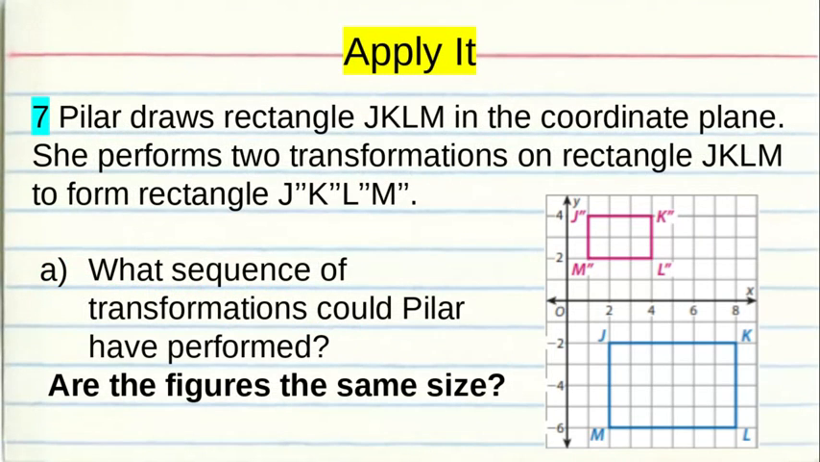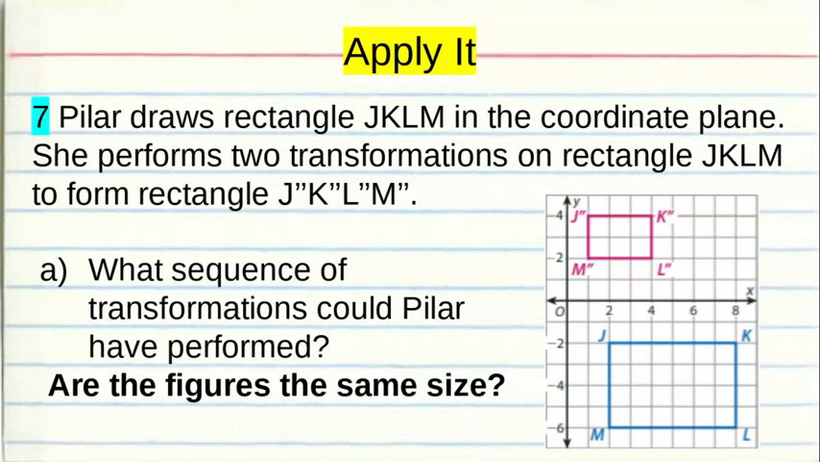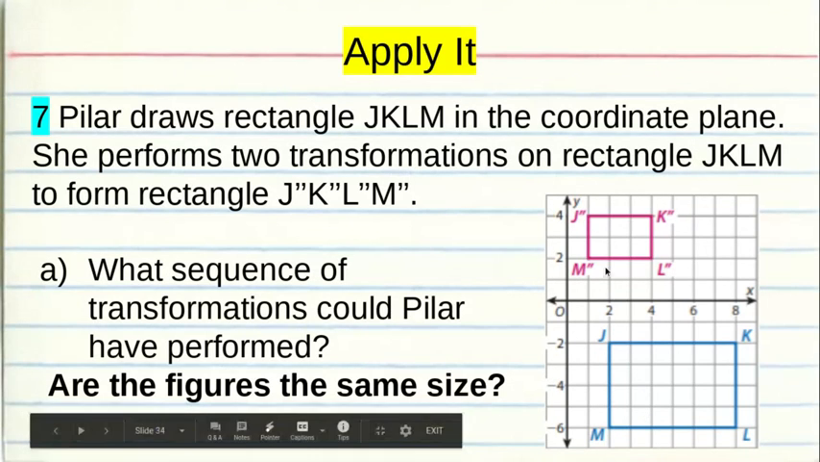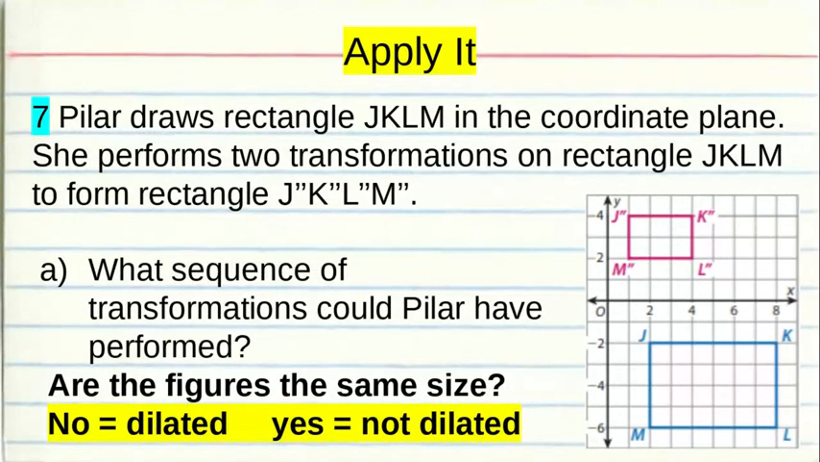Our last problem has Pylar draw a rectangle JKLM here in blue, and she performs two transformations on rectangle JKLM to form our new rectangle J double prime, K double prime, L double prime, M double prime. Part A asks what sequence of transformations could Pylar have performed? So again, that first question we need to talk about is, are they the same size? If they're the same size, that means that they are not dilated, and if they are not the same size, that means they were dilated.